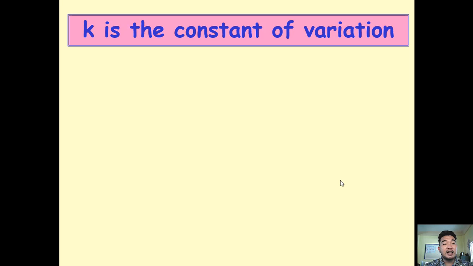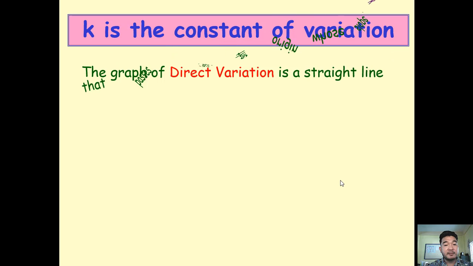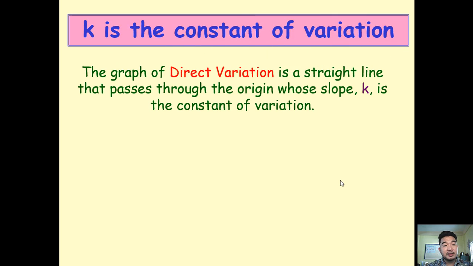But before that, let us first have a recap on different concepts that we had. Let's start with the k, which is the constant of variation. Alam din natin na ang graph ng direct variation is always a straight line, and it passes through the origin whose slope k is the constant of variation.